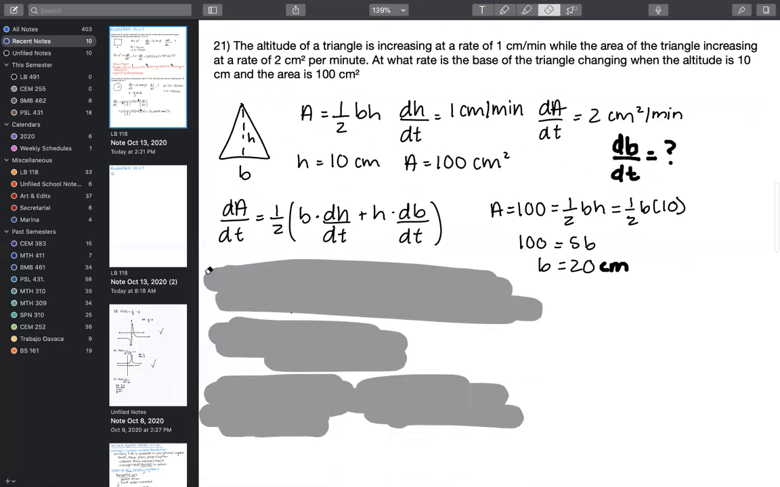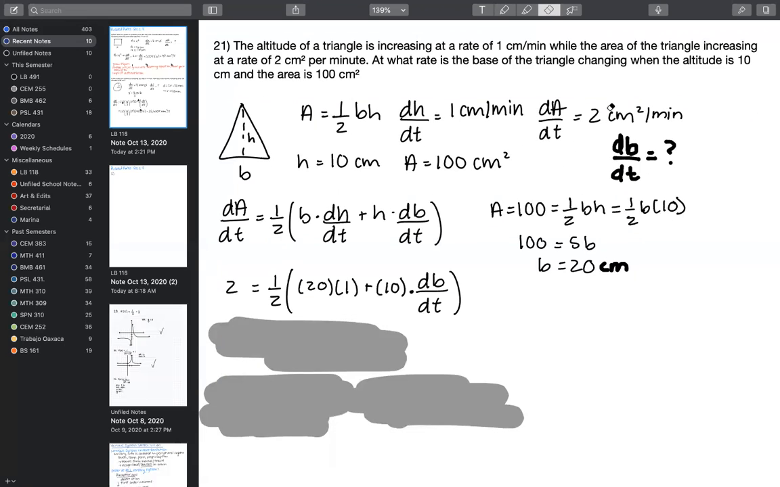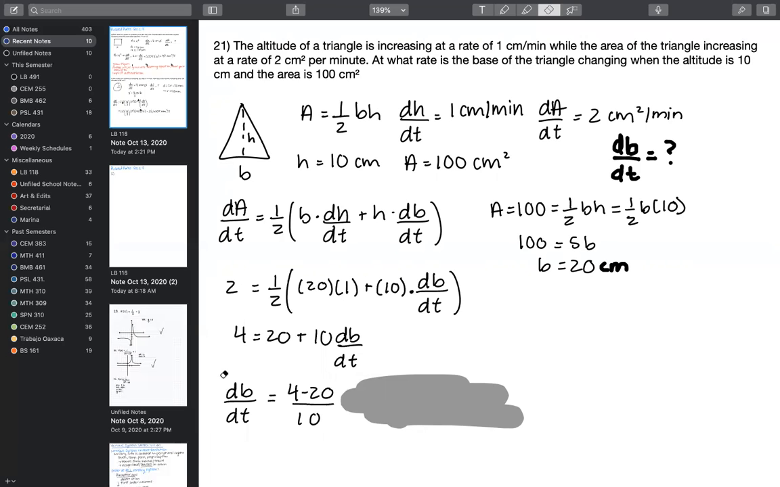So moving on, we get to plug everything in at this point. So dA/dt is equal to 2 times 1/2 times the base, which we figured out was 20 over here, times the rate of change of the height, which is 1, plus the height itself, and then times the rate of change of the base. So now the only thing that we don't have the value of is dB/dt, and that's exactly the way we want it to be. And at this point, it just becomes a problem of simple algebra. And we find that dB/dt is going to be equal to negative 1.6 centimeters per minute.